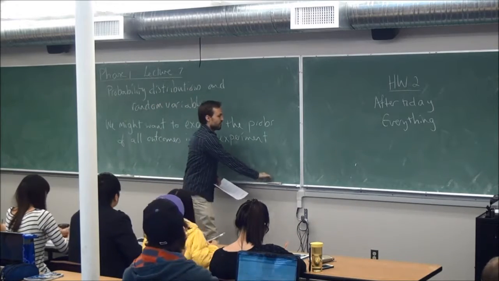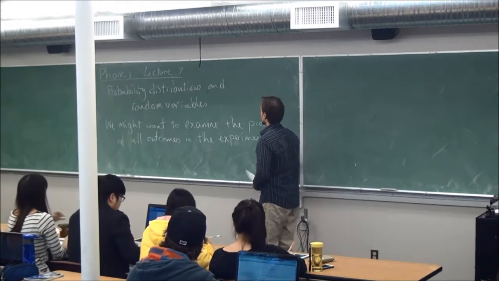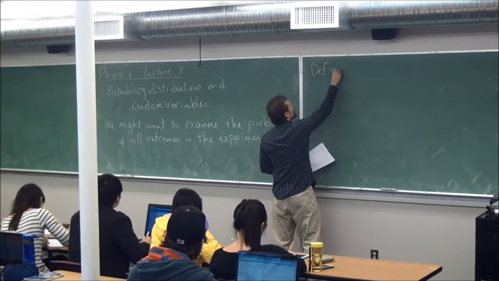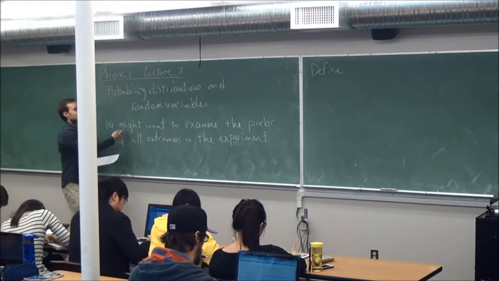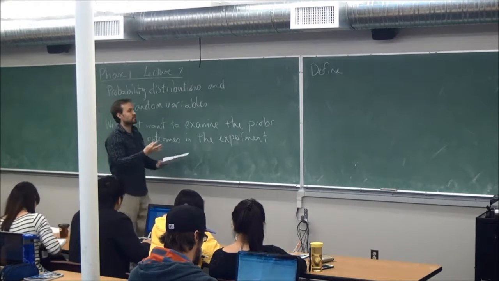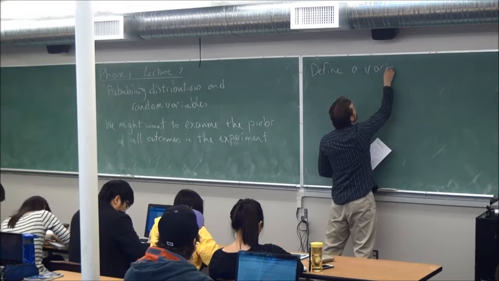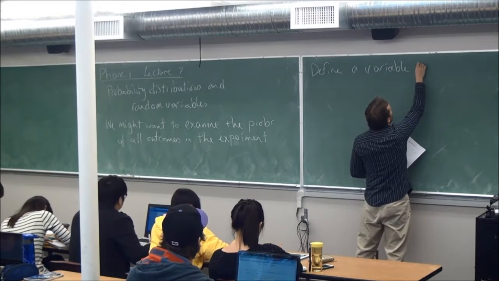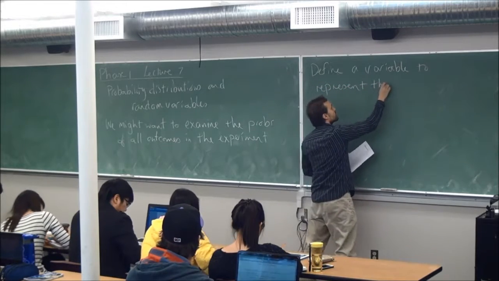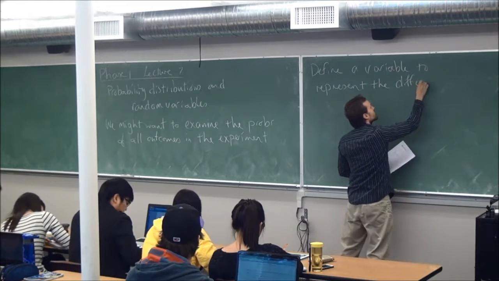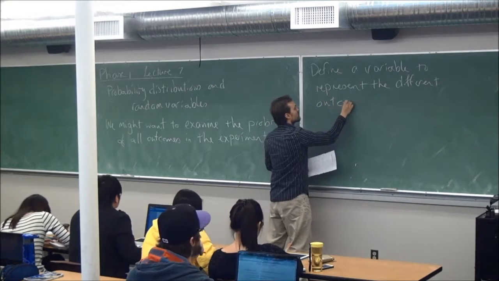So to that end, we define a variable to represent each outcome. Just to make it a little bit easier to write the probabilities for all the outcomes in a more convenient way, we define a variable to represent the different or various outcomes. Now that's all a little vague. Let's look at something specific.